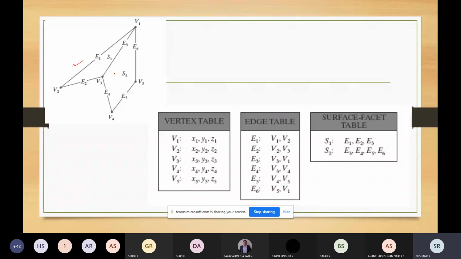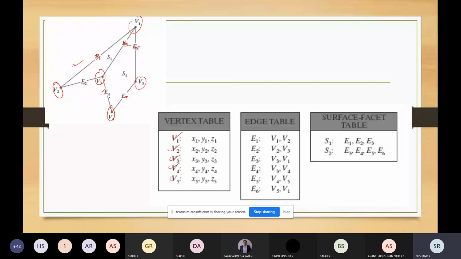Here the vertices are v1, v2, v3, v4, v5. All the vertices are defined in the vertex table as x1, y1, z1, which are the coordinate positions on the x-axis, y-axis, and z-axis. The edges are E1, E3, E6, E5, E4, E2. The edges are bounded by vertices. So E1 is from V1, V2. E2 contains V2, V3. E4 contains V3, V4.